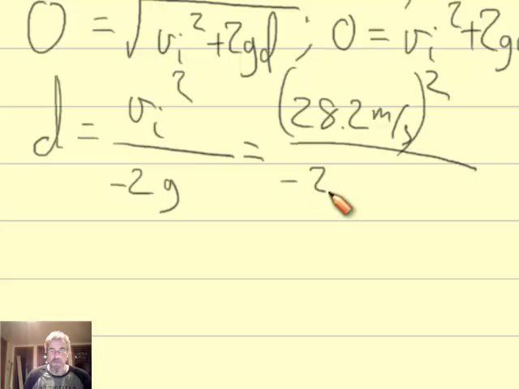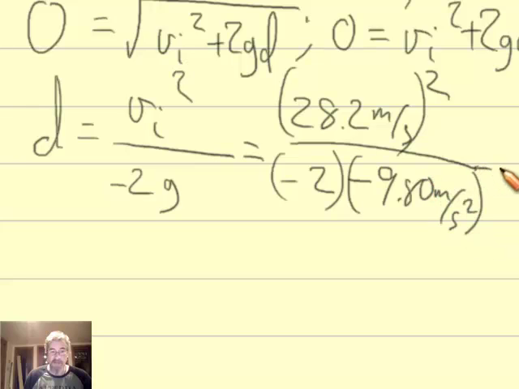If we're calling the initial velocity positive 28.2, then we have to call G negative 9.80, and that's meters per second squared. Now, if we look at what's happening to the units here, we're squaring meters per second on the top. That gives us meters squared per second squared. We're dividing by meters per second squared.